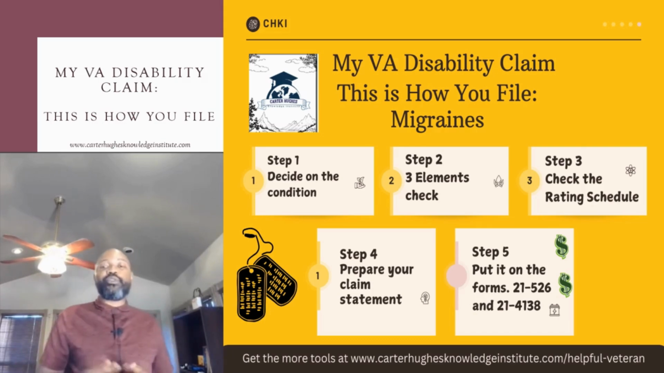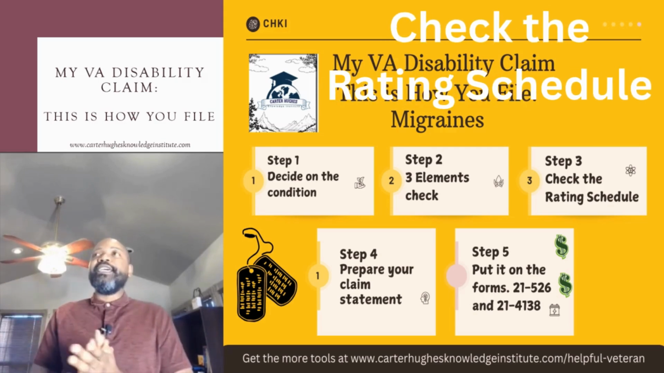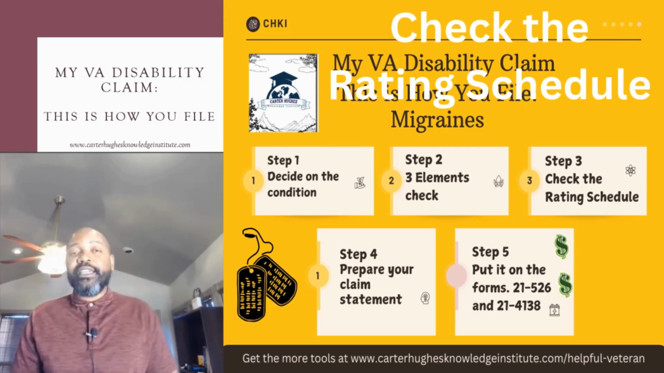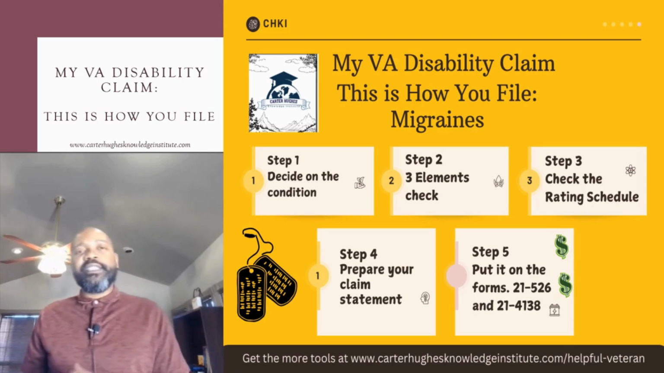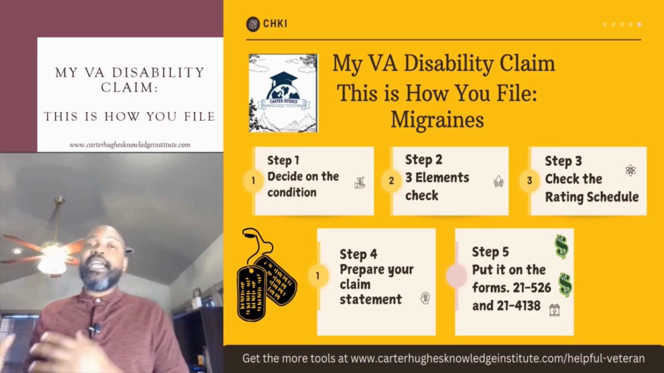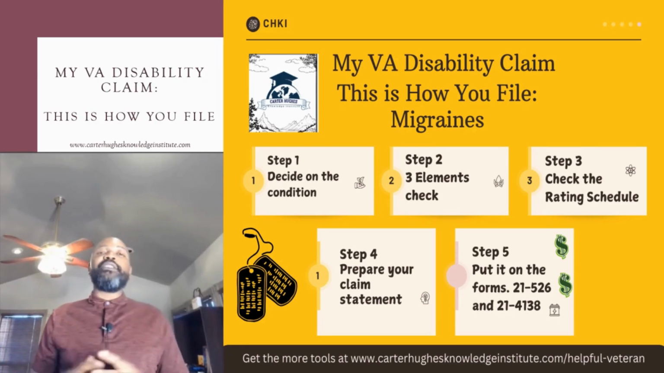Step 3, check the rating schedule. We're going to show you that, checking the rating schedule for migraines, to let you see exactly how they rate migraines. There's a bunch of different symptoms for the condition, but there's a specific way that the VA rates that condition. So we're going to show you that. Step 4, prepare the claim statement.